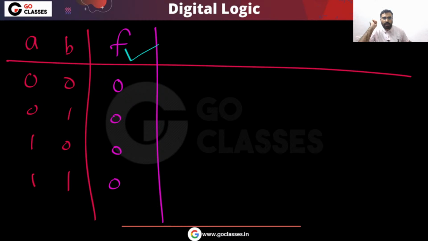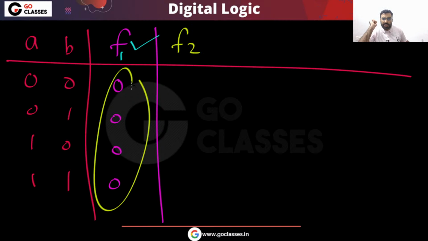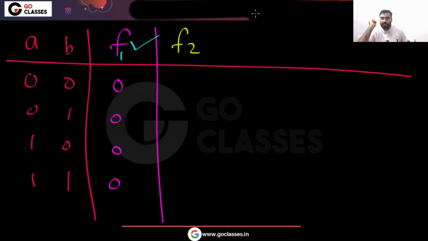Because f dual and f complement will be same. So this is a go function. For this function you can check, f complement will be same as f dual. For this function f complement is also 1, f dual is also 1. Both are 1. So for this function, f complement and f dual are both same.